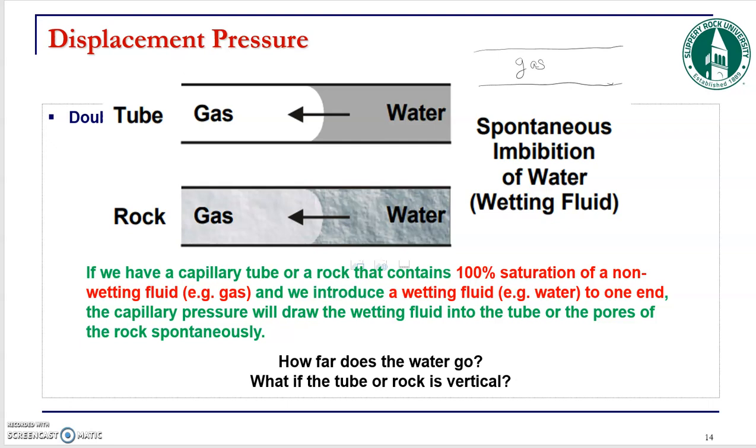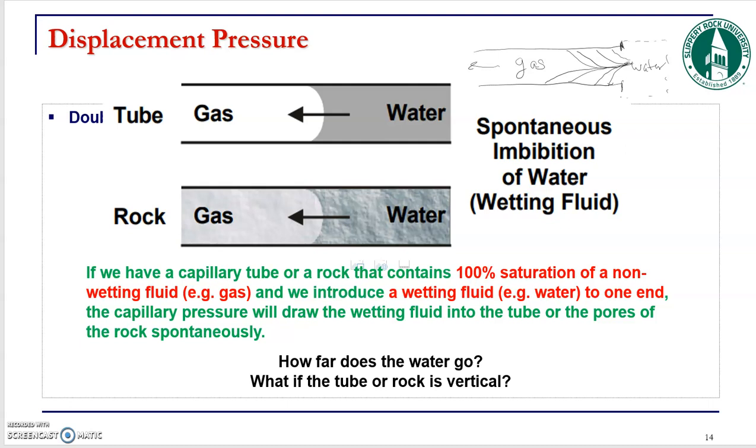Now you introduce some water at one end of this pore. Gas is the non-wetting phase and water is the wetting phase, right? So in order for water to displace the gas, you don't need any force, because the adhesion tension of the water tries to wet the surface, and as time passes it will displace the gas, and the adhesion tension will force the gas out of the pore.